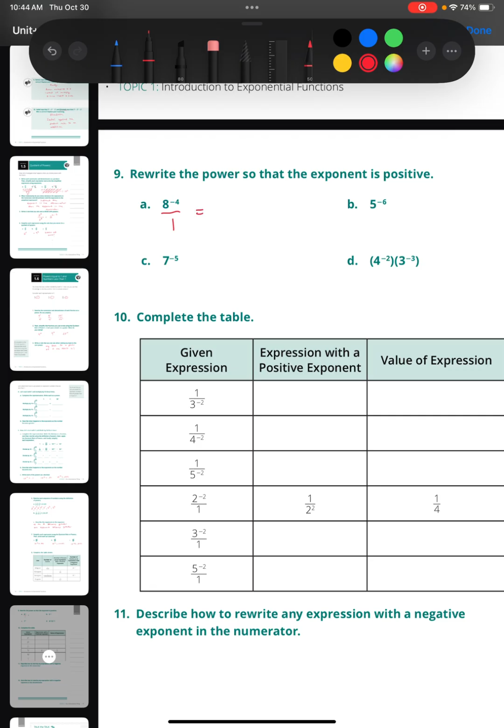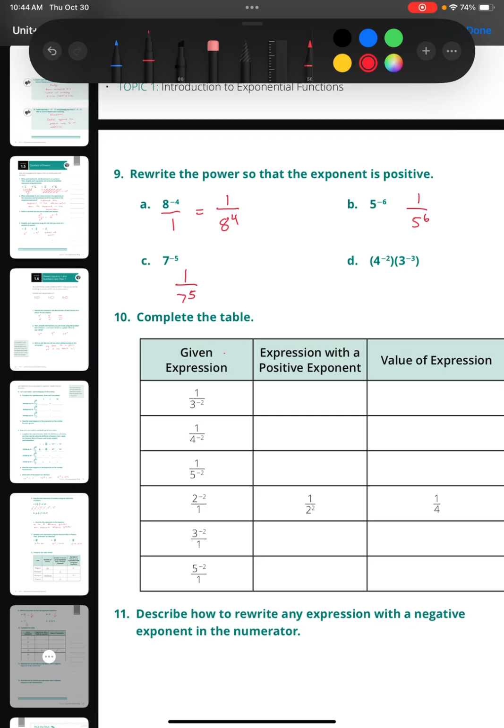So all we have to do is move it to the opposite side of the fraction, and it becomes 1 over 8 to the positive 4. And now that is simplified with a positive exponent. So same thing for the next one. 5 to the negative 6 becomes 1 over 5 to the positive 6th. And C, 7 to the negative 5th becomes 1 over 7 to the positive 5th.